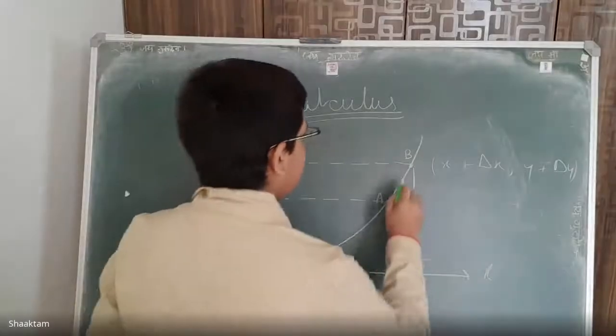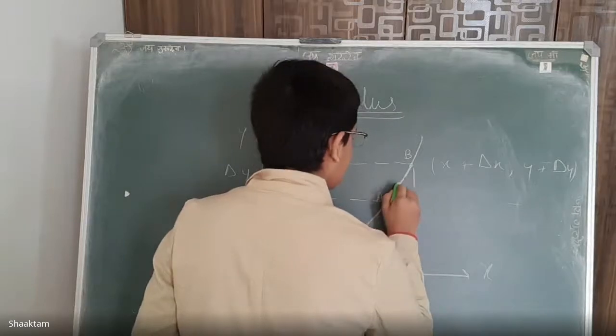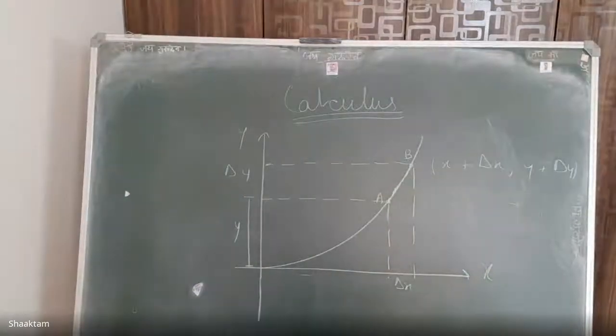Now what I do is, let me join A and B. I'll use another chalk to make that visible.